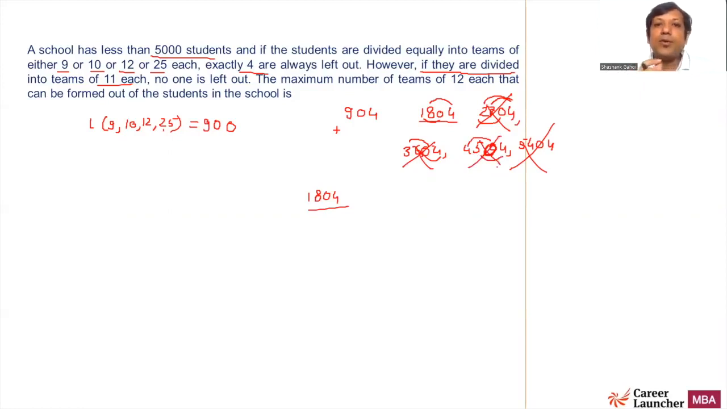Now the question is saying, what is the maximum number of teams of 12 each that can be formed? I have 1804 students and I want to form teams of 12 people each. So I'm supposed to divide by 12, and I get 150 teams over here and 4 people remaining. But that doesn't make a difference. So my answer is going to be 150.